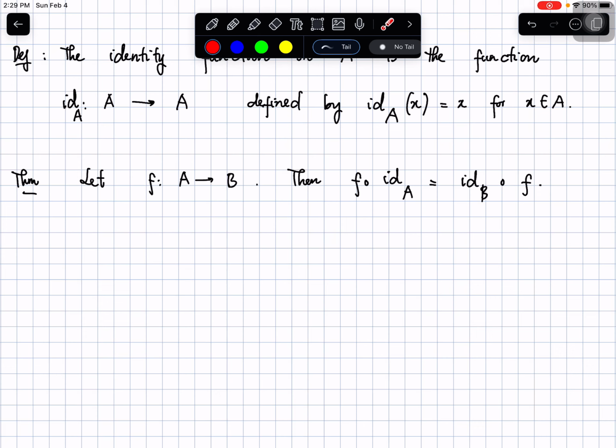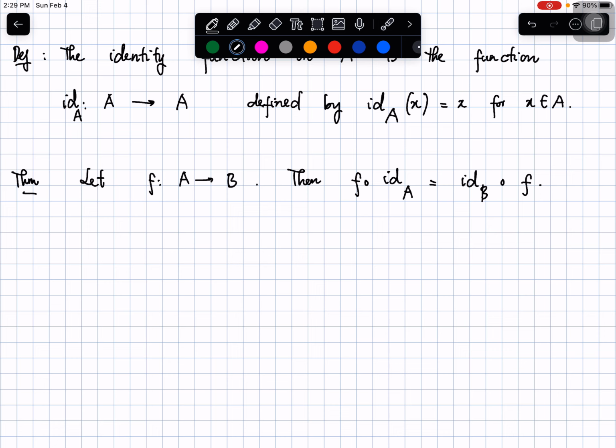Let us prove this theorem. Let f be a function from A to B. Then f composed with identity on A is equal to identity on B composed with f. So f compose identity on A.